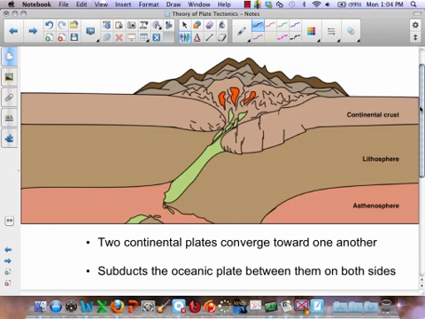They can't back up, they can't go down, so they collide and get forced upward. So like the mountains we watched the other day.